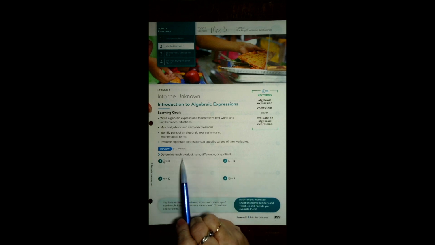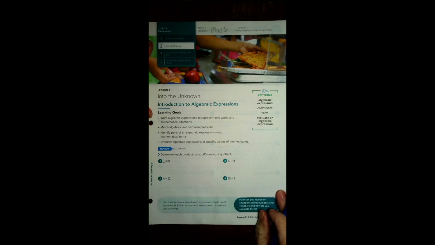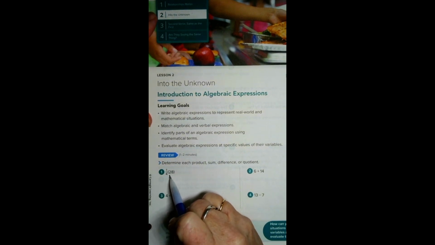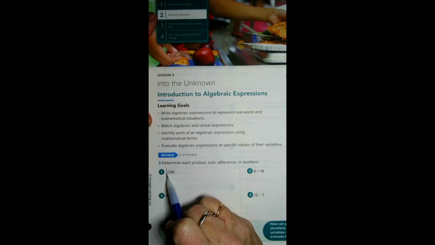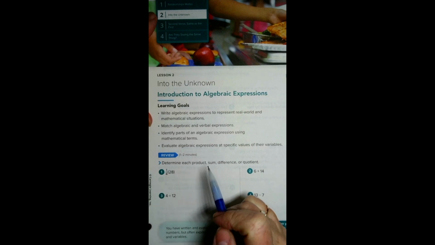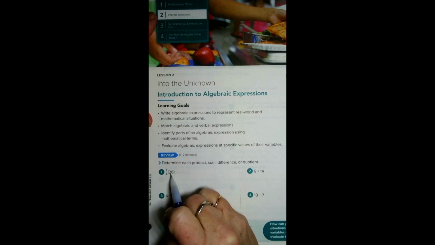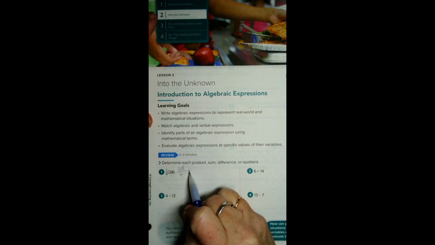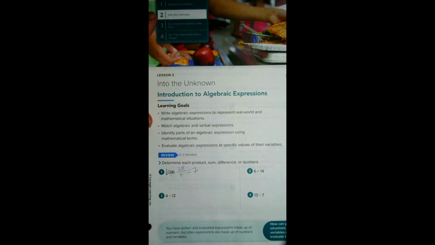Our quick review says determine each product, sum, difference, or quotient. Let me zoom in just a little bit. So we have number 1, 1/4, and then we have parentheses and a 28. So remember, when there's two numbers side by side with the parentheses, it means we're multiplying. So 1/4 times 28, you can think of 1/4 of 28. If we thought about it like fractions, we could multiply straight across, and then we would be seeing 28 divided by 4, so our answer is 7.